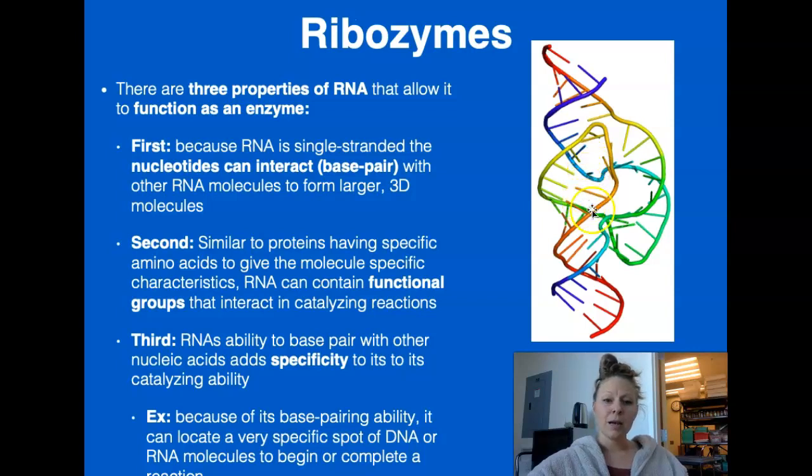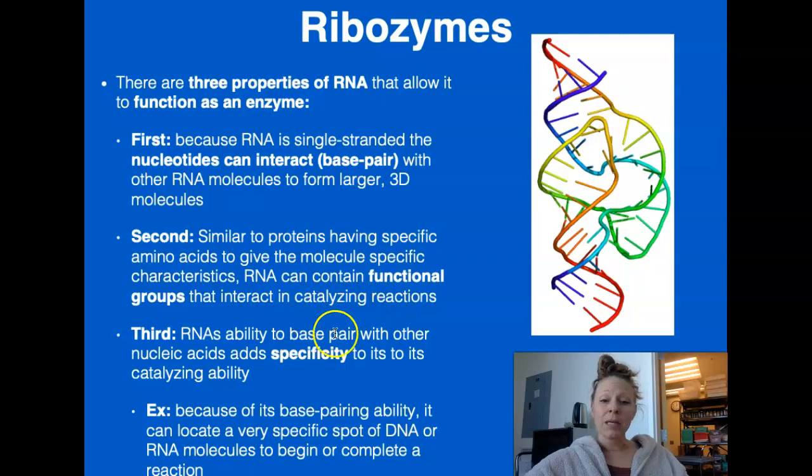A second property of RNA that allows it to function as an enzyme is that it is able to contain functional groups. Where proteins have amino acids, these RNAs can contain functional groups, which will give them more catalyzing ability.